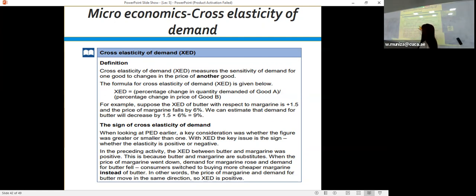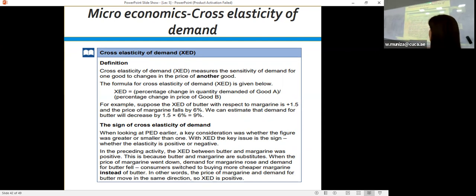suppose the cross elasticity of demand of butter with respect to margarine is positive 1.5, it means that they are positively correlated. By increasing the price of the butter, we are seeing the increase in the demand of margarine. So they are positively correlated, not negatively correlated. And the price of the margarine falls by 6%. We can estimate that demand for butter will decrease by 1.5 multiplied by 6%, which is equal to 9%.